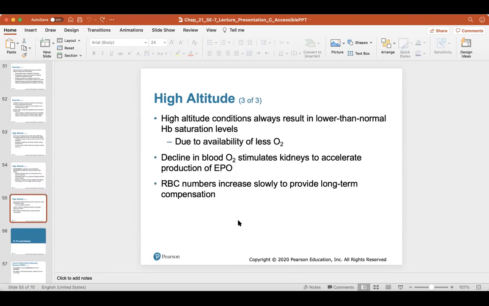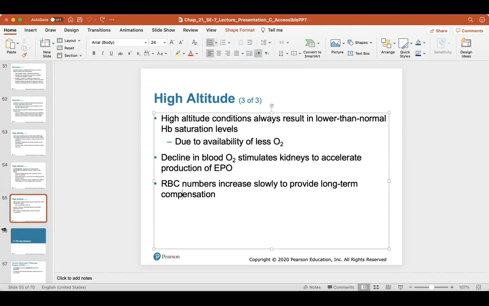High altitude conditions always result in lower than normal hemoglobin saturation levels. So due to less oxygen being available, the decline in blood oxygen will stimulate your kidneys to accelerate the production of erythropoietin to try to increase your red blood cell numbers slowly to provide long-term compensation.